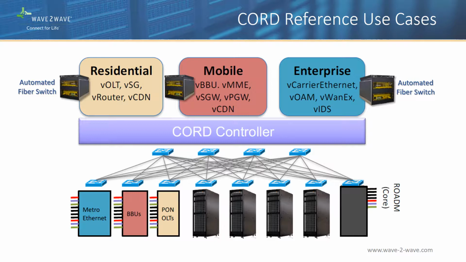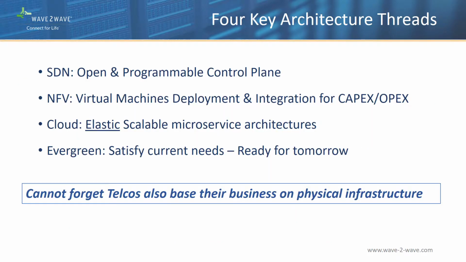In order to tackle the residential use case, CORD re-architects the CO as a data center by unifying 4 related but distinct architectural threads. Next slide, please. The first is SDN, which is about separating the network's control and data planes. This makes the management and control plane open and programmable, which can lead to increased innovation. It also allows for simplification of optical access networking devices that can be built using merchant silicon, resulting in less expensive hardware.